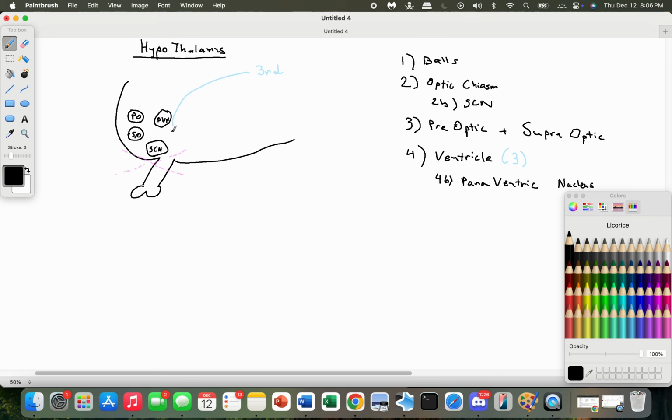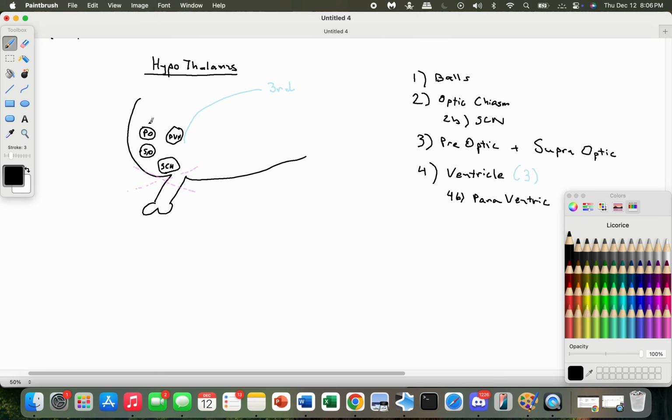Okay, so if these are 4 nuclei up here, then we can start moving on to the nuclei that are under the boundary of the third ventricle. Anatomically, I wouldn't say that they're actually underneath the third ventricle. I'm just saying for our drawing, it'll make a lot more sense. Okay, so we can start down here. This nucleus down here is called the arcuate.